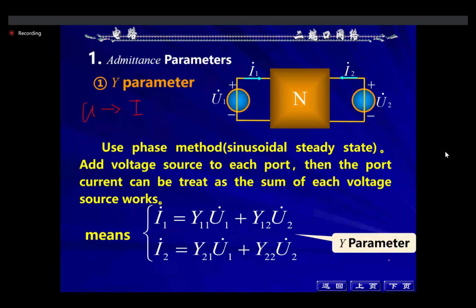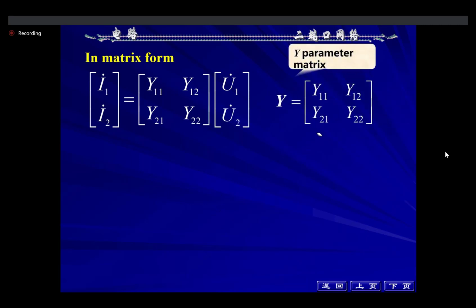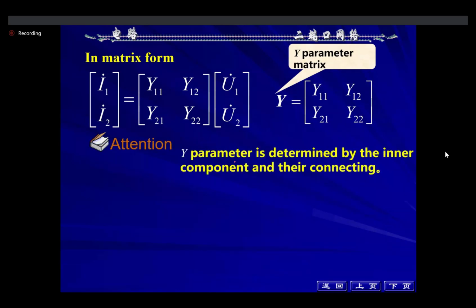So we call this the Y parameter because of this voltage and this current. These parameters must be admittances. We use Y11 to Y22 to express it in matrix form. We call this the Y parameter matrix. Pay attention, the Y parameter is determined by the inner components and the connections. It has no relation to the outside voltage sources.